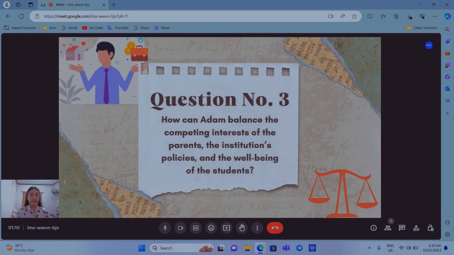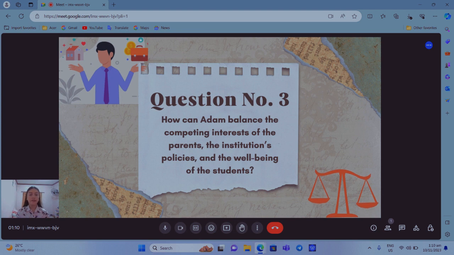My name is Rizal Jimenez, and the number 3 question is, how can Adam balance the competing interests of the parents, the institution's policies, and the well-being of the student? In my point of view, Adam must prioritize the institution's principle of fairness and his own integrity. Thus, while expressing gratitude, he should firmly decline the gift and inform Judith's family of the institution's policy against accepting gifts to maintain equitable treatment of all students.